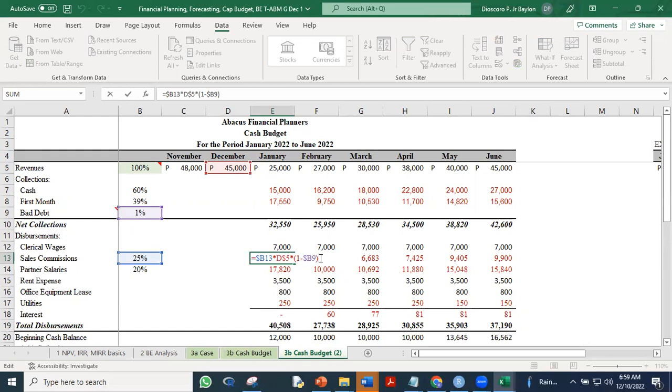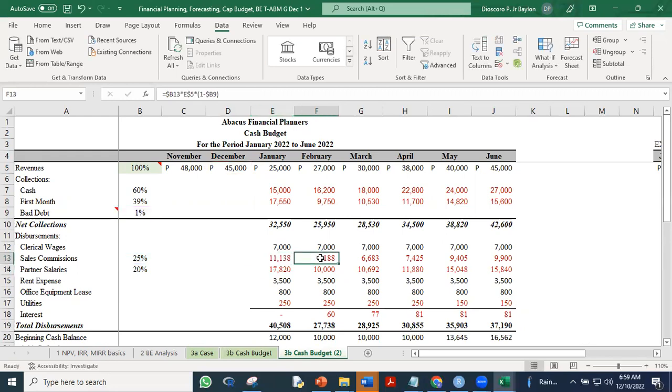Then we can copy this. For February, sales commission will be based on the sales of January. 25% of that, and then 25% only of 99% of the sales of January. So we're excluding the 1%, which is expected to be bad debts.